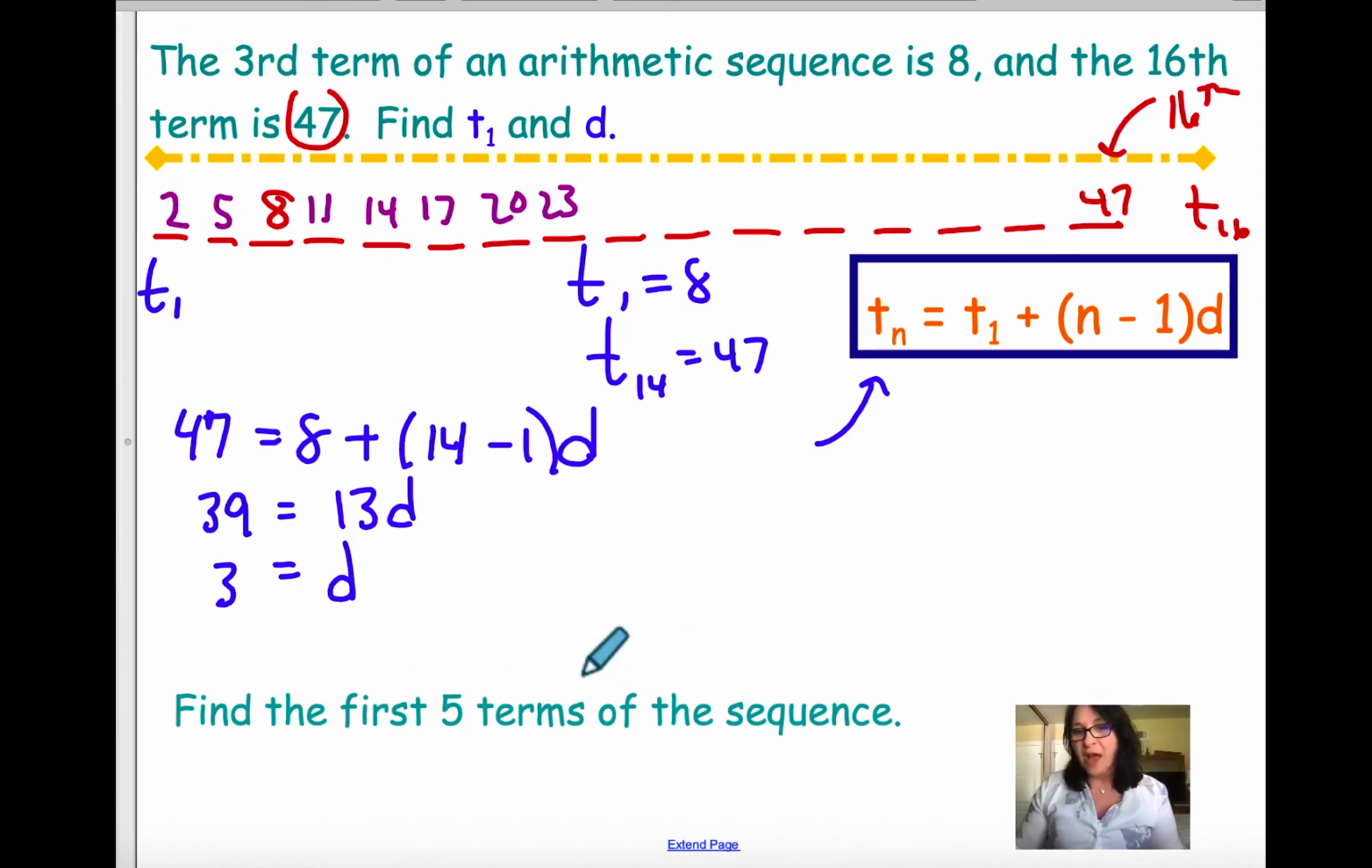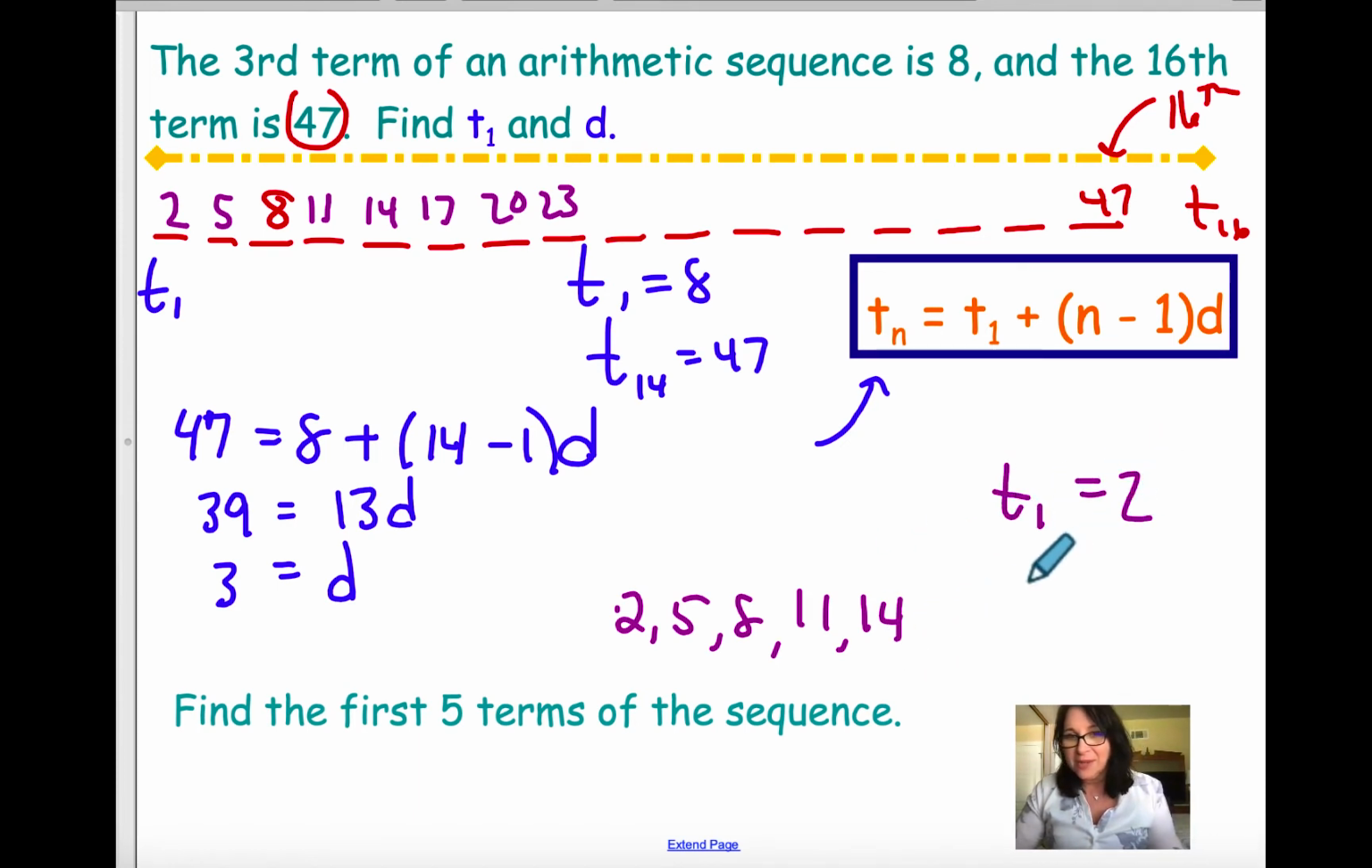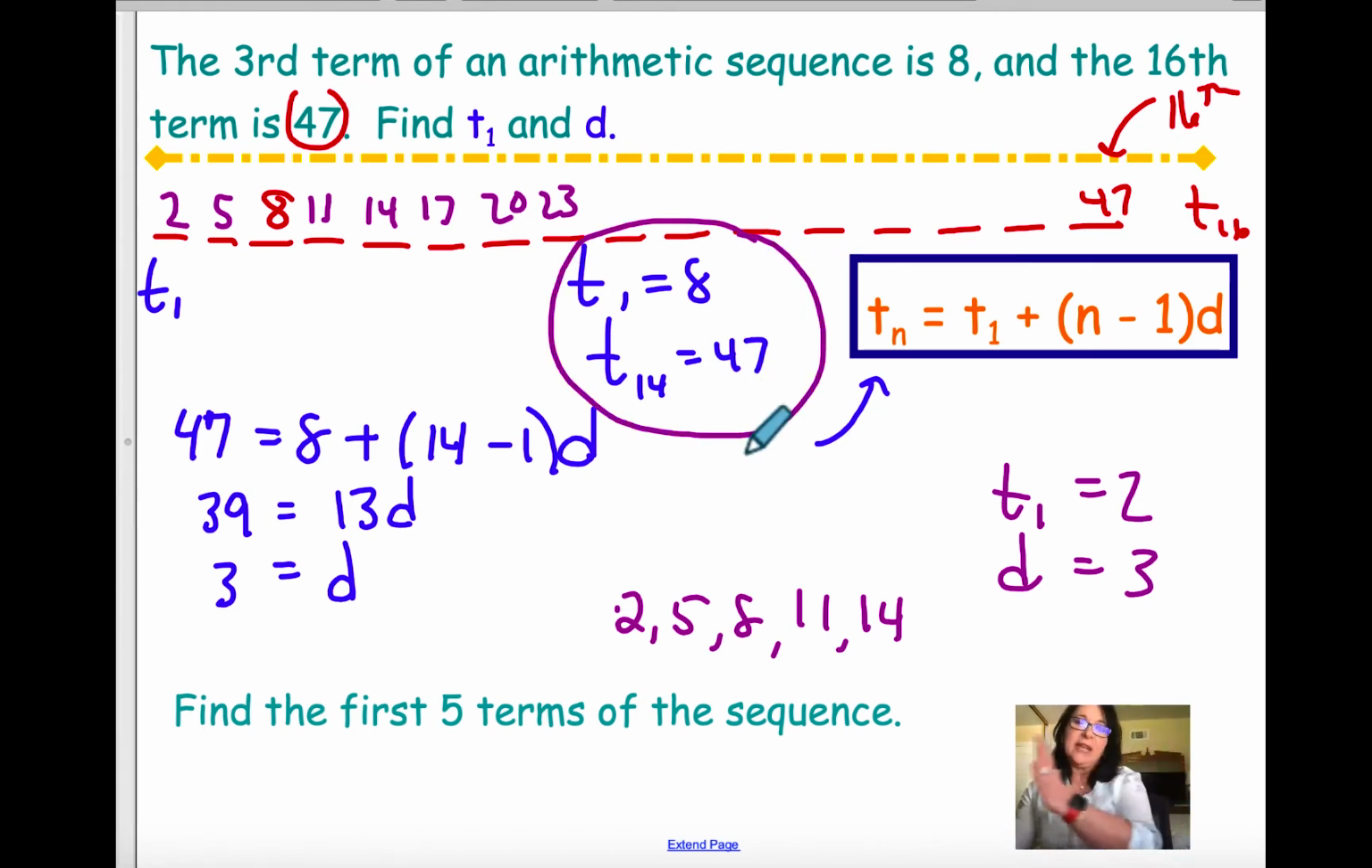So my first 5 terms are 2, 5, 8, 11, and 14. T of 1 is equal to 2, and my common difference is 3. So that's how you set that up. You use the information that you are given, even if you have to move your first term forward, because that's the first term as you know it.